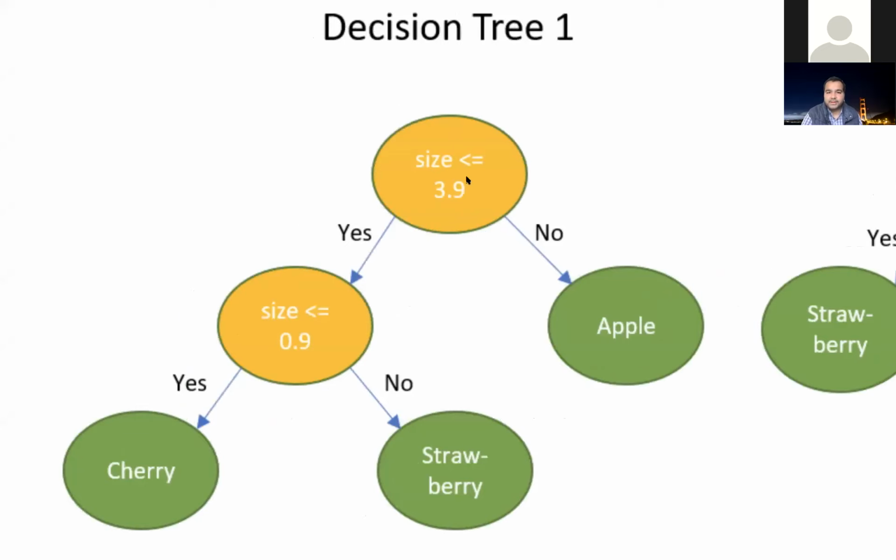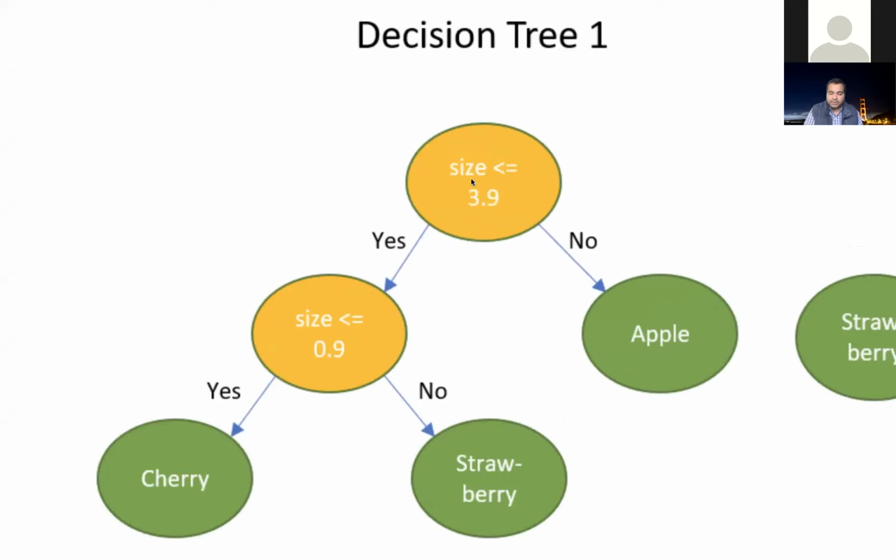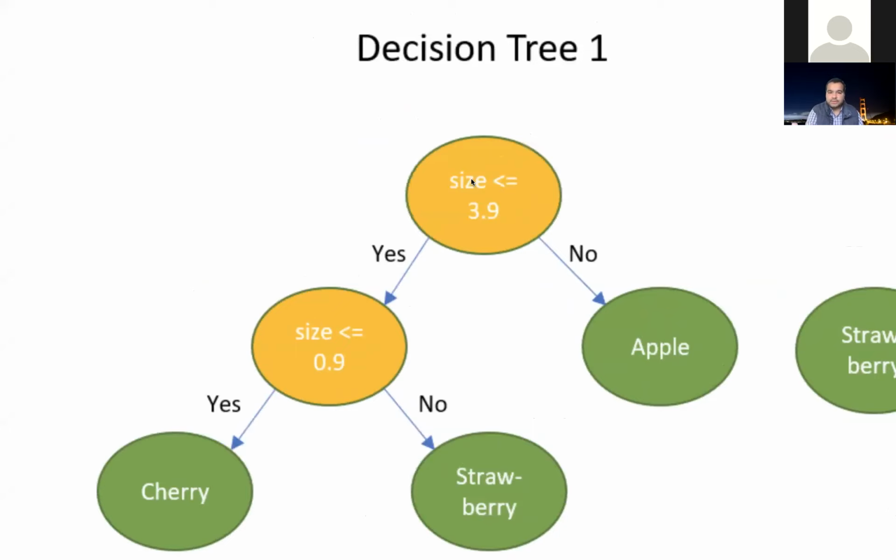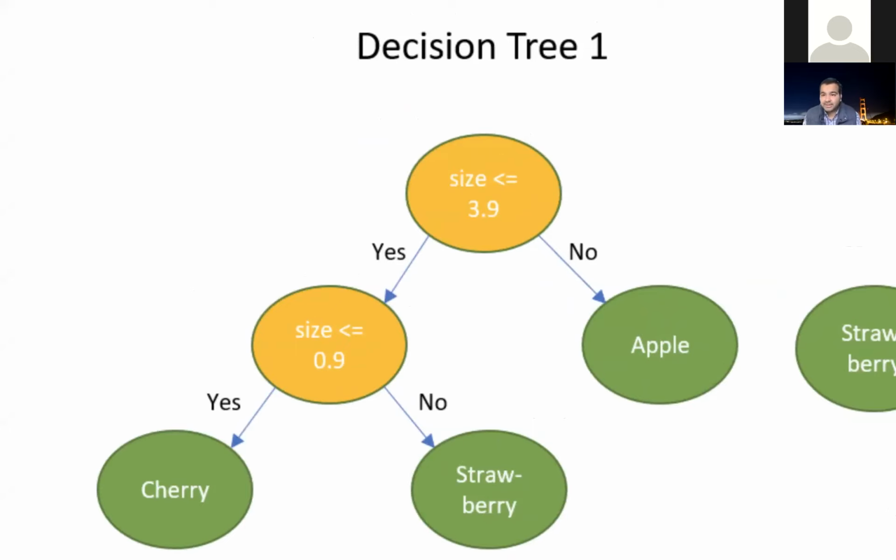So in decision tree one, as you can see, the first question it asks, as we were training it, it figured out if I ask about size, it will make a lot of difference. So it says, if the size is greater than 3.9, then it's definitely an apple. If the size is less than 3.9, it figures out that I should ask another question, which is, what is the size relative to 0.9? If it's less than 0.9, then it's probably a cherry. And if it's more than 0.9, but at the same time less than 3.9, it's likely a strawberry. So do you understand how easy this model is to interpret? This came out of a single decision tree.